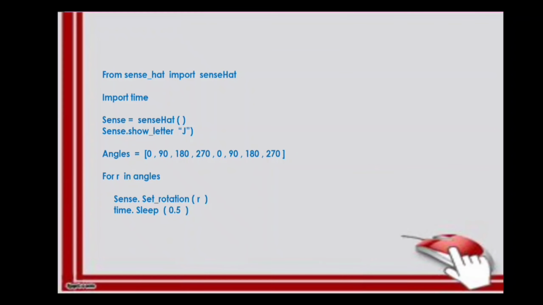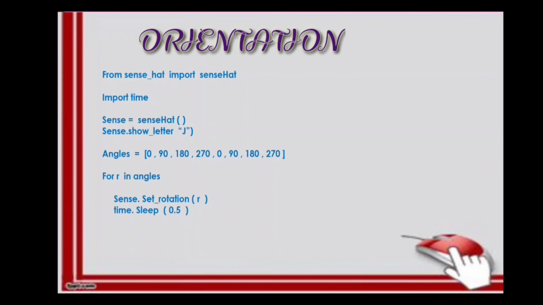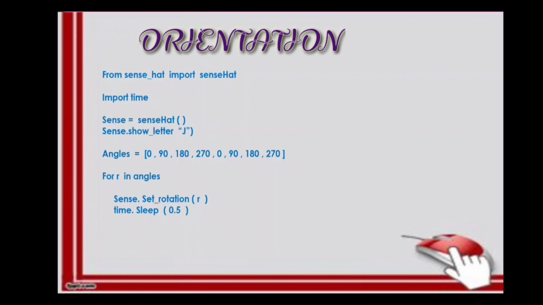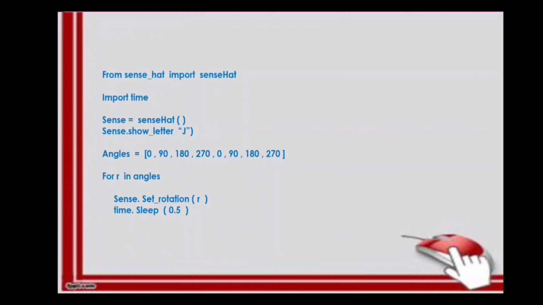Very interesting, right? So what's the next program? This program is about the orientation of a letter at different degrees. As in the other programs, we are importing the SenseHat and initializing it. We take the letter J and rotate it to different angles, 0, 90, 180, 270 and 360 degrees, and sleep for 0.5 seconds. So the output will be as shown in the video. This is the output on the SenseHat.